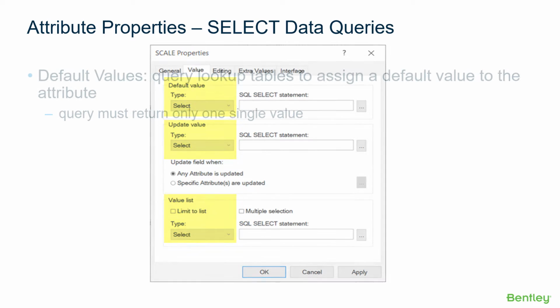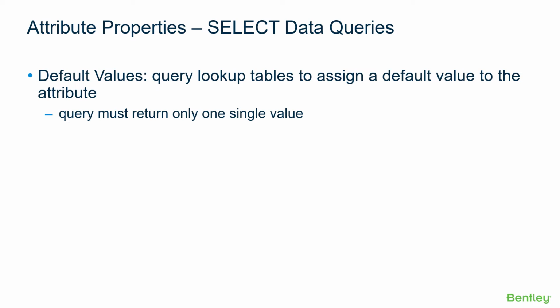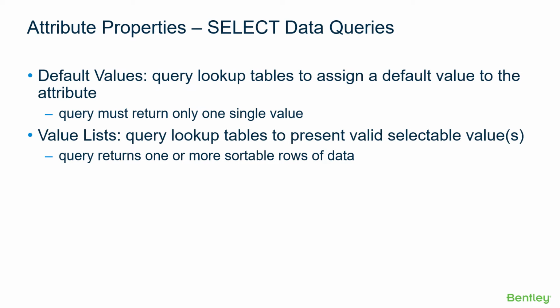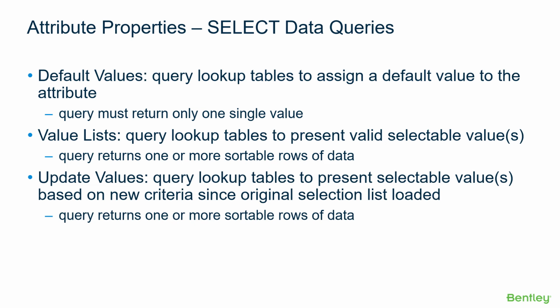We'll review those now. The default values property, you would use a query lookup table to assign a default value to the attribute. The query must return only one single value. For value lists, query the lookup tables to present valid selectable values. It can return one or more sortable rows of data. For the update values property, you query the lookup tables to present selectable values based on new criteria since the original selection list was loaded. This query returns one or more sortable rows of data.